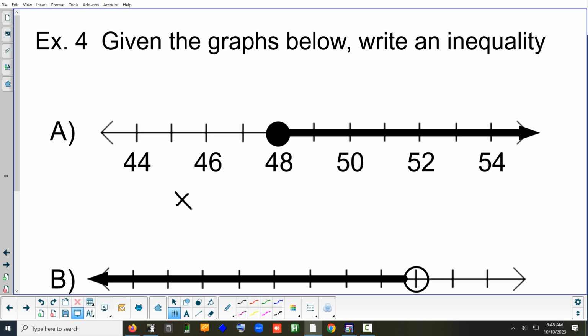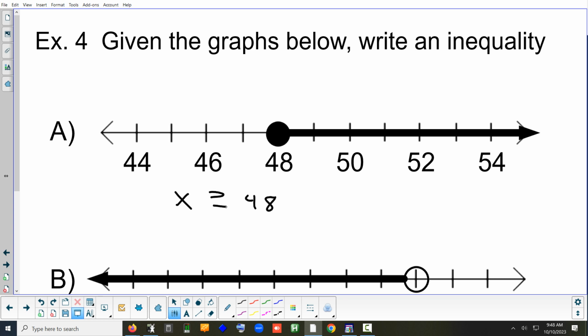What's going to be the number that goes on the right side of this problem? Yeah? 48. That's where the circle is. So it's on 48. And now we have to decide about the symbol in the middle. Well, we know which way it's pointing, and it's filled in. So what's the name of the symbol we're going to put here? Greater than or equal to. Greater than or equal to.